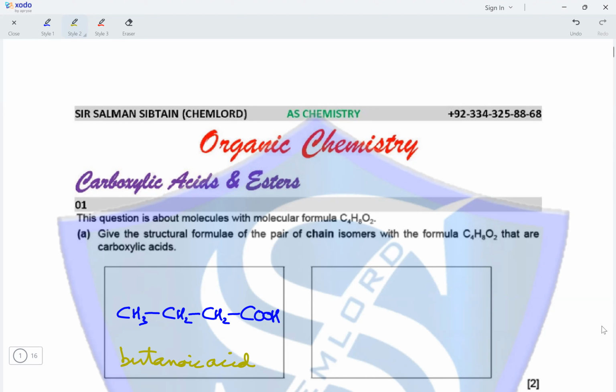Now, in order to make a chain isomer, we should introduce branching. So if we take out one of the CH2 groups and attach it to the other CH2 group, one of the hydrogens from the CH2 will be added to the substituted CH2, making it CH3. So the structure of the new acid would be CH3, CH, we attach a CH3 here, and then a COOH. So it has the same molecular formula, but now we have introduced branching. So the name of this carboxylic acid would be 2-methyl, and the parent compound has 3 carbon atoms, so propanoic acid.